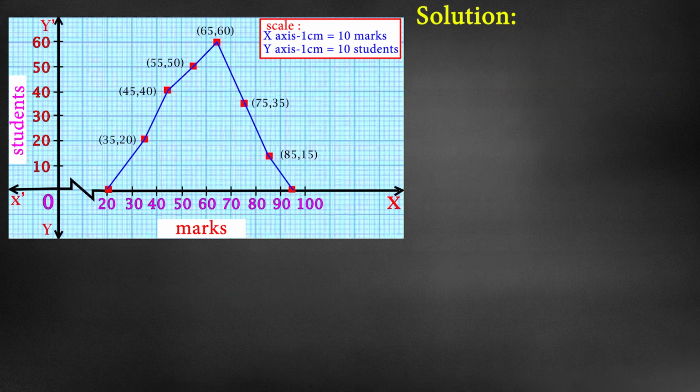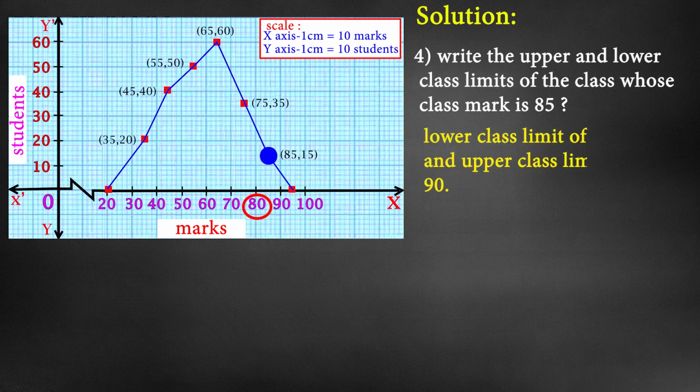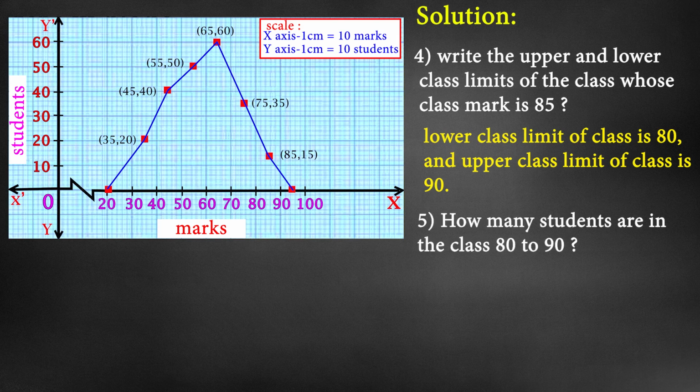Now, let's see the answer of point number 4. Write the upper and lower class limits of the class whose class mark is 85. Students, the class from 80 to 90 has class mark 85. Hence, lower class limit of class is 80 and upper class limit of class is 90. Now, let's see the answer of point number 5. How many students are in the class 80 to 90?